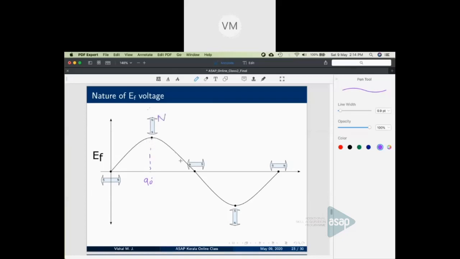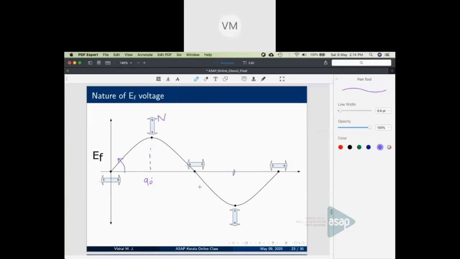Then as it rotates further, it becomes 0 again, but there is a difference. North pole is towards your left side. Here, south pole was towards your left side. It is rotating in anti-clockwise direction like that. Then at 270, it takes its minus maximum value.